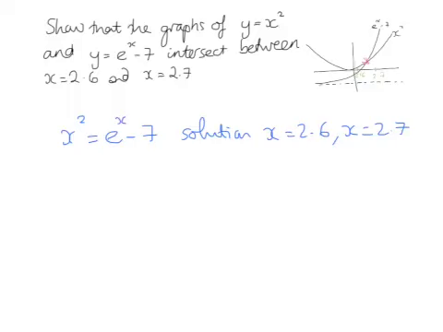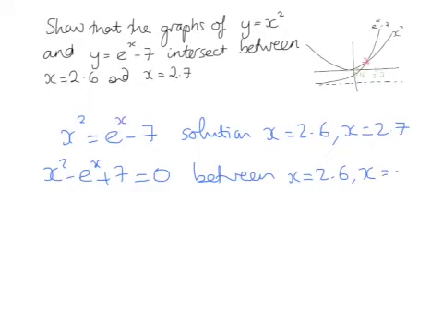Somewhere between those two. So let's just rephrase it. If x squared equals e to the x minus 7, somewhere between those two, then x squared minus e to the x plus 7 would equal 0 between x is 2.6 and x is 2.7. It's the same question. So that means I've now turned it into the question I had a minute ago, where I was looking for a root, and I'm looking for a root of this now, so I can use my sign change argument. So let's see what's going on at 2.6.